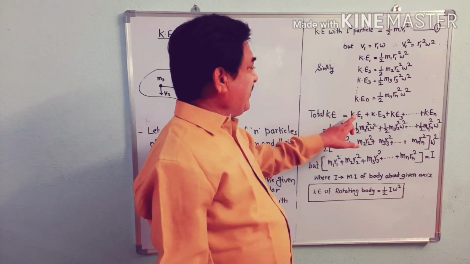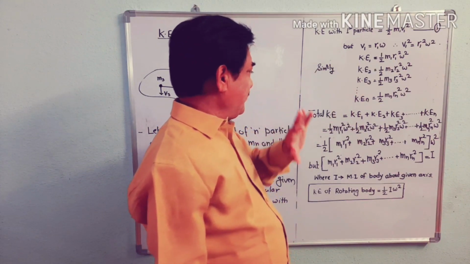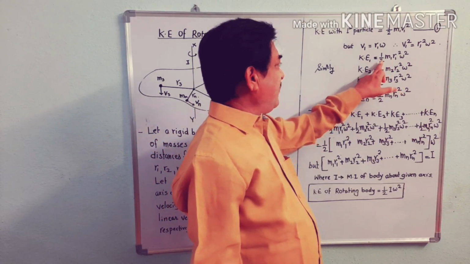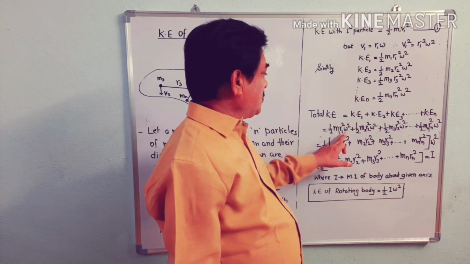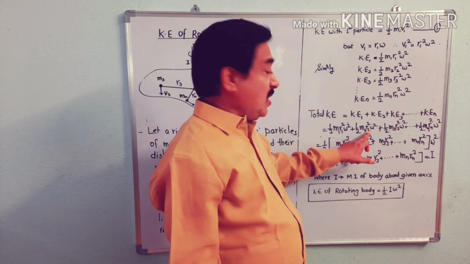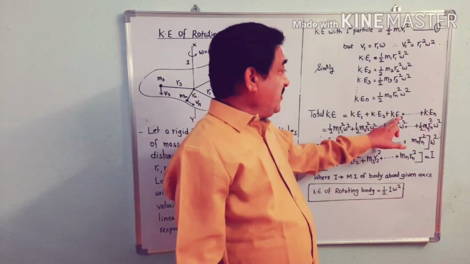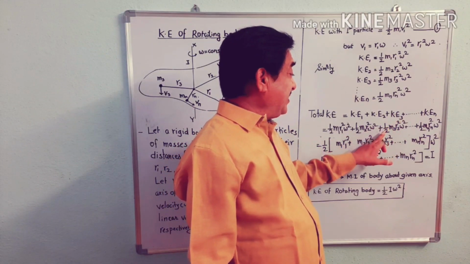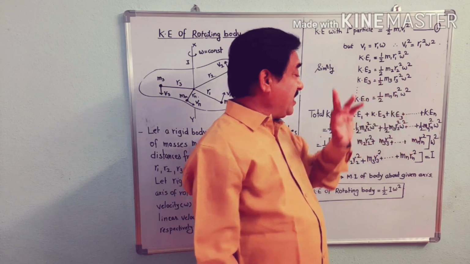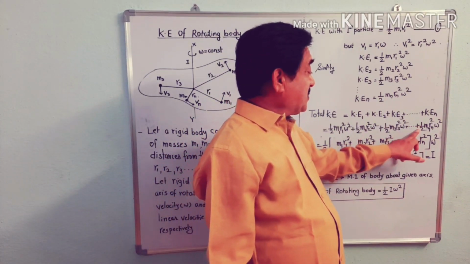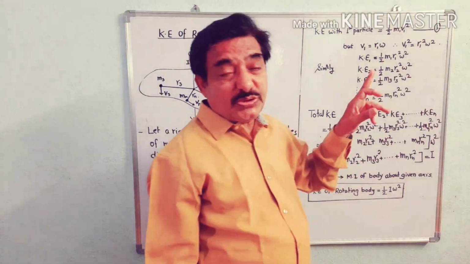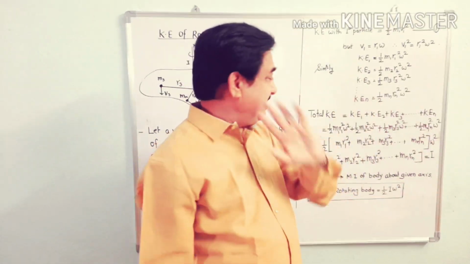We will substitute the values from the above equation. So total kinetic energy is equal to KE1, the value of KE1 is 1 by 2 m1 r1 square omega square. Instead of KE2, 1 by 2 m2 r2 square omega square. Instead of the kinetic energy of the third particle KE3, 1 by 2 m3 r3 square omega square. And so on, plus 1 by 2 mn rn square omega square. So this is the kinetic energy of the nth particle.